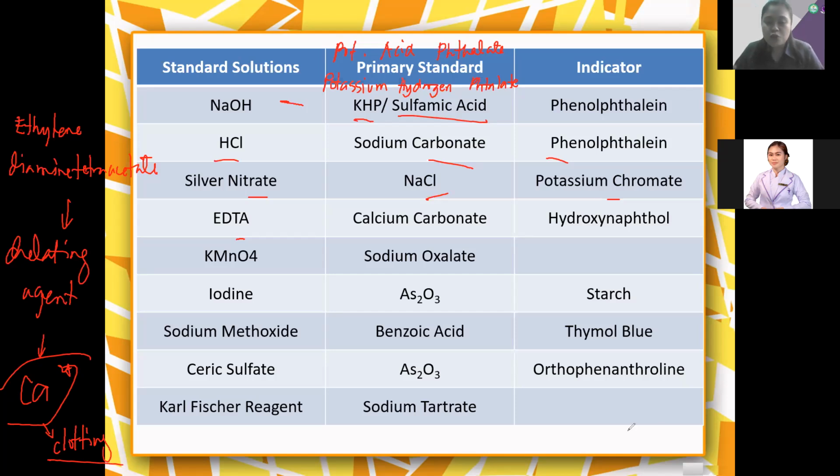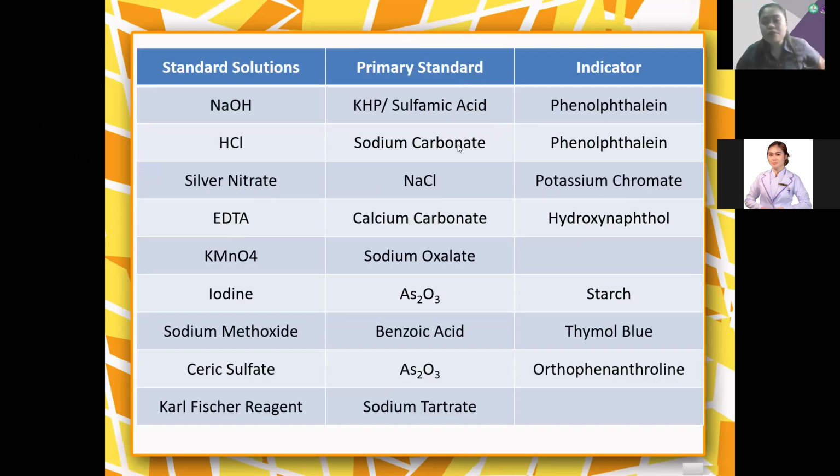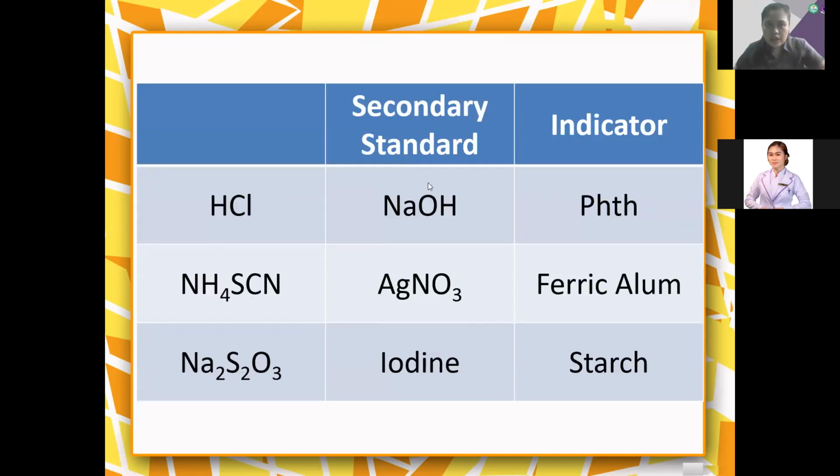And then we use sodium tartrate as the primary standard here. Okay? No indicator, just like potassium permanganate. These are examples only of the primary standard and the applicable indicator. Now we have here another one. Konti lang ito. Example, itong hydrochloric acid, ammonium thiocyanate, and sodium thiosulfate.